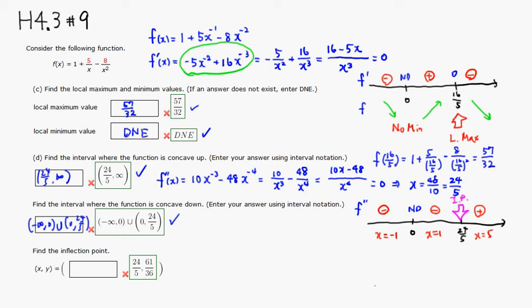So the x coordinate is 24 over 5. Then if you plug 24 over 5 into the original function, which is 1 plus 8 over 24 over 5, and minus 8 over 24 over 5 squared, you will get 61 over 36. So 61 over 36. That's how they got that. That's it. I hope that this was clear.